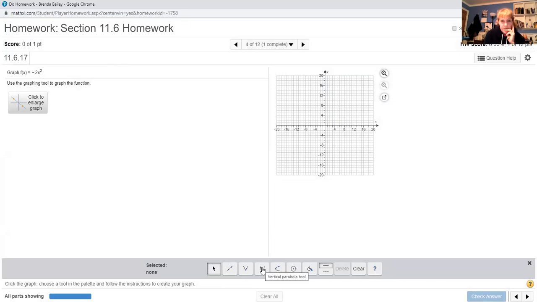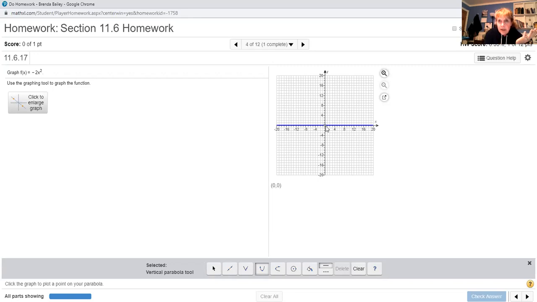And I want a parabola that opens up or down. It'll always just open up. Just use this one. And I need my vertex. Well, I'm not adding or subtracting anything, so there's no shift. So I'm going to go to 0, 0. Now, if you look to the bottom left of the graph, you can see what the coordinates are, where my cursor is, which is at 0, 0.